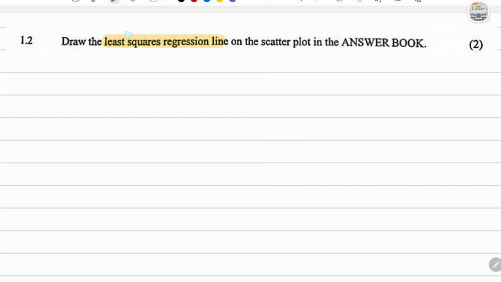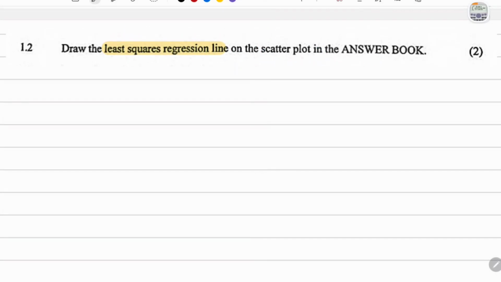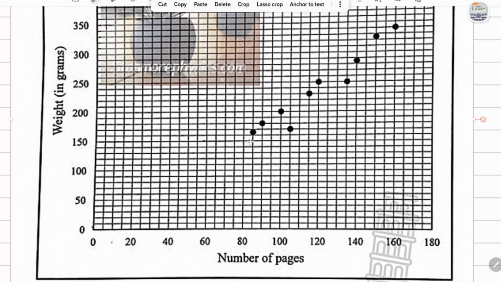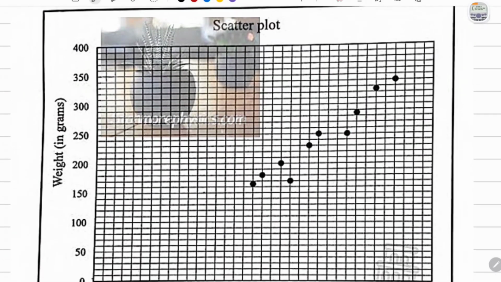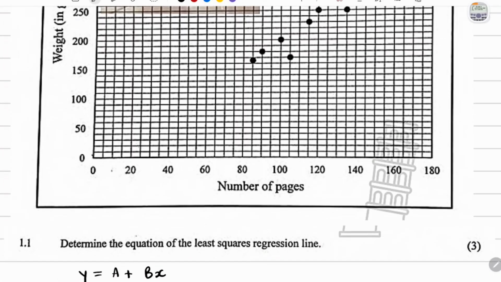Moving on to the next question 1.2, which says draw the least squares regression line on the scatter plot in the answer book. So we have to draw that line on here. I'm going to just use this because I don't really have that answer book.